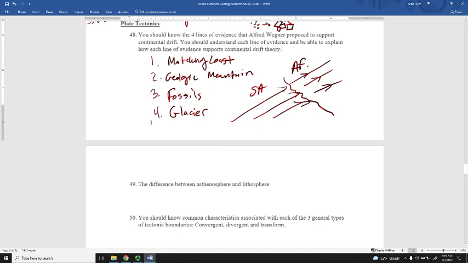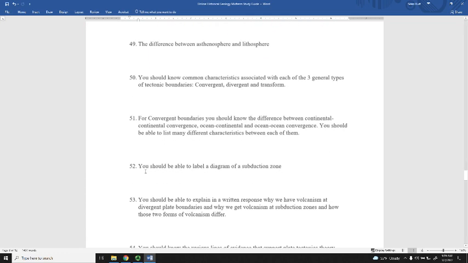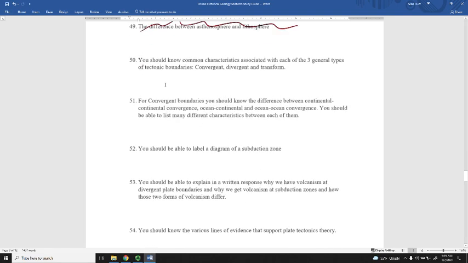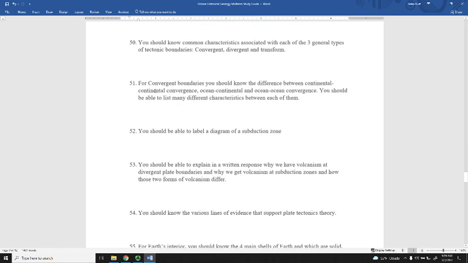Okay. So anyway, we already talked about differences between the asthenosphere and lithosphere. So just make sure you know that because it's important for plate tectonics as well. You should know the 3 kinds of plate tectonic boundaries. So there's convergent, that's where the plates are coming together at a boundary. There's divergent, that's where they're moving apart along the boundary. And there's transform, that's when you have a boundary like this, and one is sliding this way and one is sliding that way. Okay, so that's how that works.